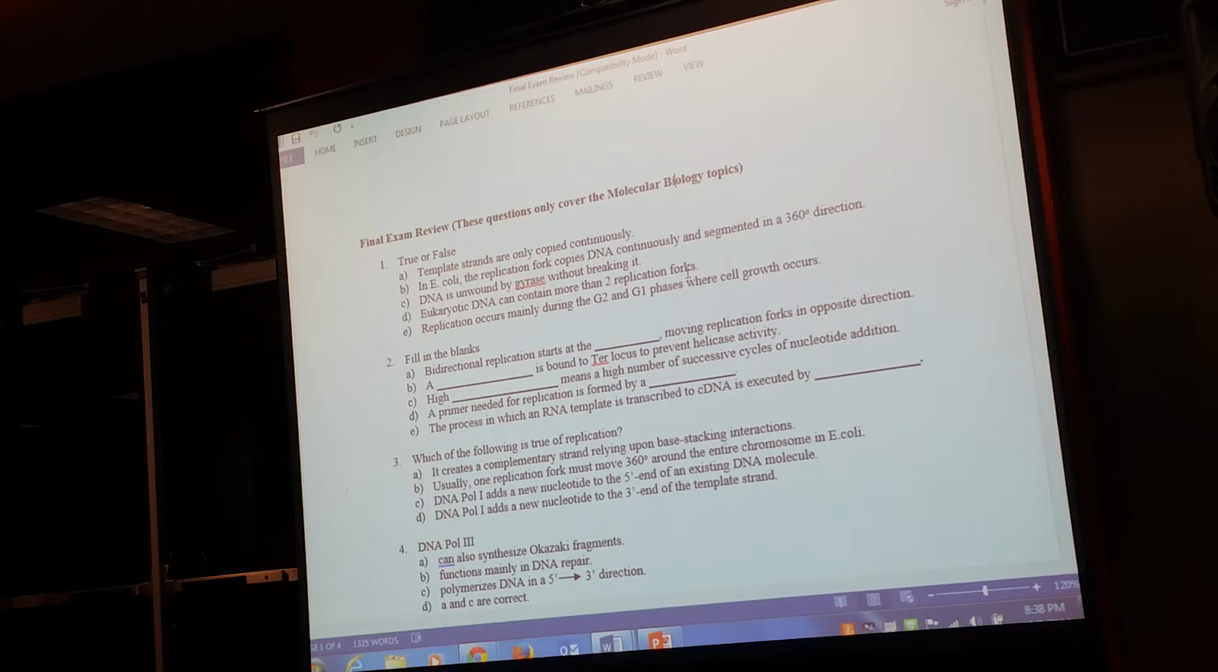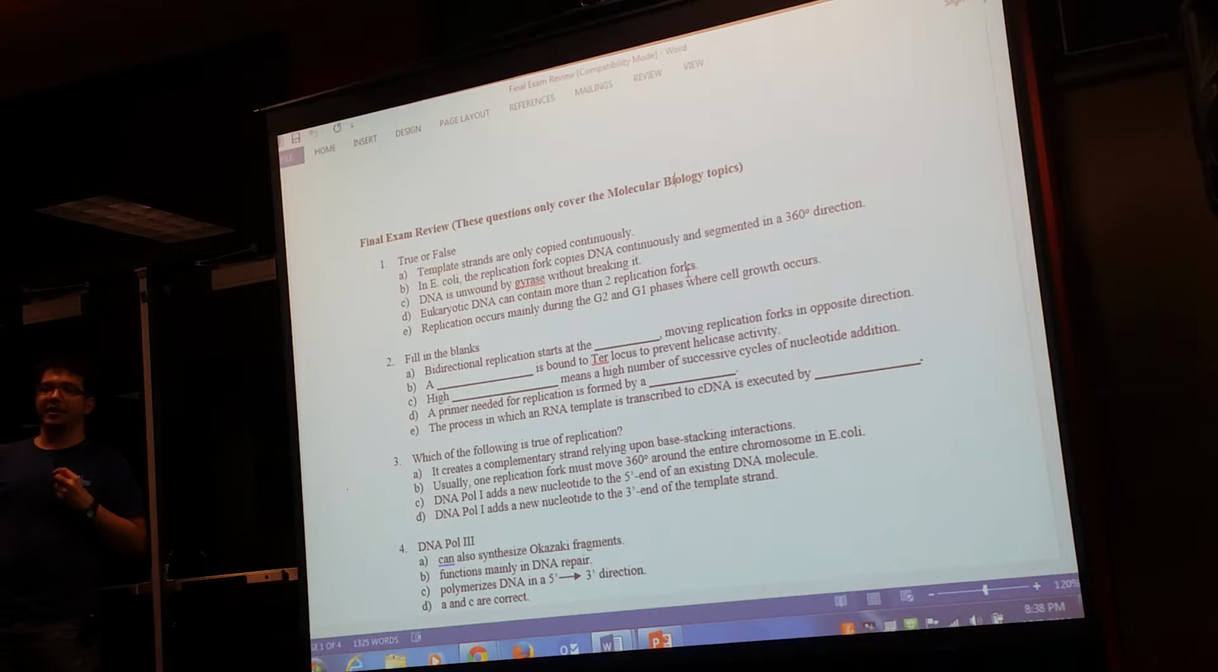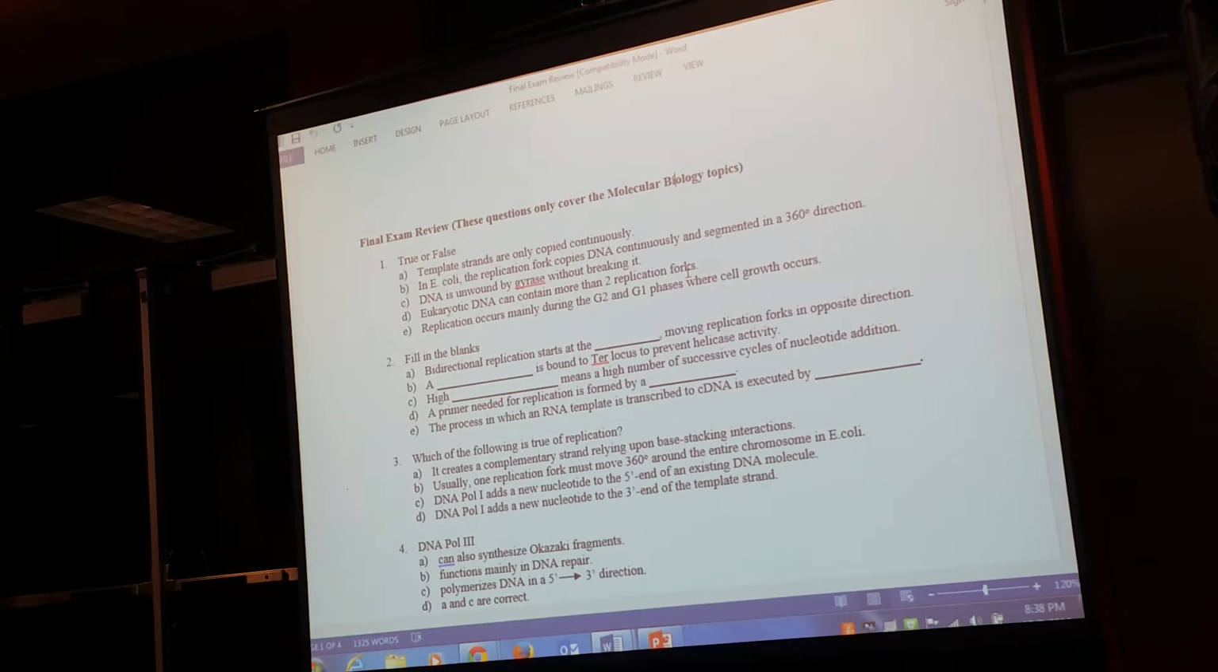Eukaryotic DNA can contain more than 2 replication forks. True. That is true. We remember that prokaryotes only have one origin of replication. Eukaryotes must be able to replicate a bunch of DNA in a short amount of time, so they must have a bunch of replication forks. Replication occurs mainly during G2 and G1 phases when cell growth occurs. So this is a biology question. That's false. In what phase? S phase. S phase. Very good.